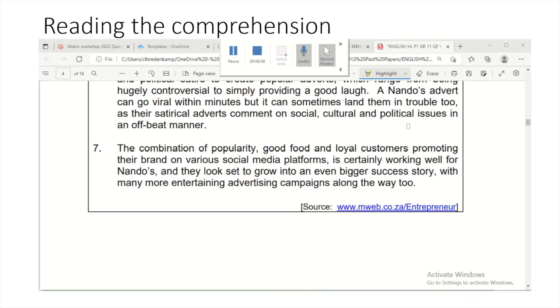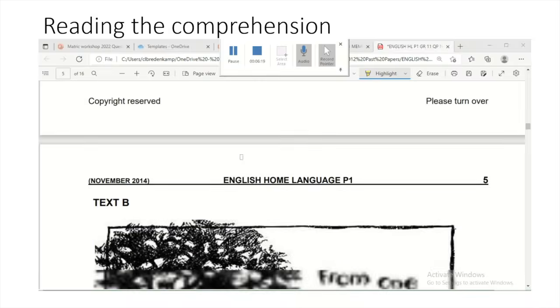Alright, grade 11 is quite a lengthy comprehension. You will see over here in my timer that it took me about 6 minutes to read, so you can definitely do this in your reading time that you are given before an exam. Let's have a look at text B.